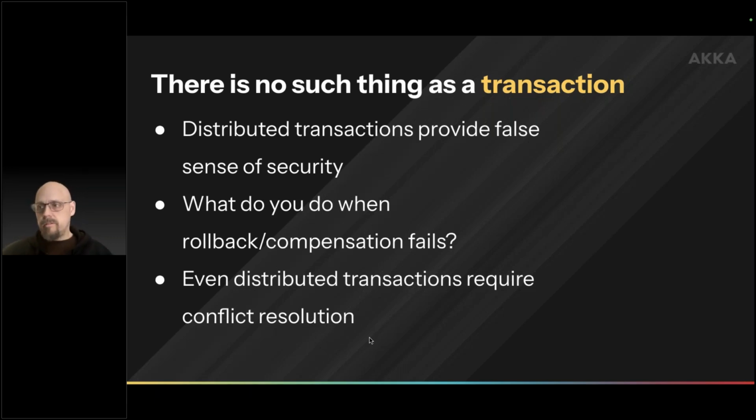Distributed transactions make us feel like we have control over the system, but we don't. And we then need to figure out, what's going to happen when our rollback fails? So if we try and commit a transaction, that fails. We try and roll it back, that fails. Now we have no idea how to get back to a stable state, especially if we don't have an event log.